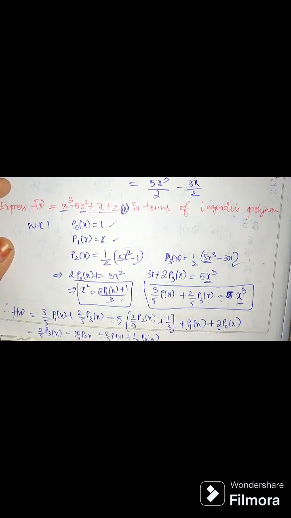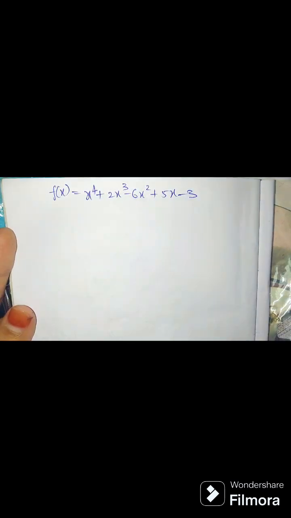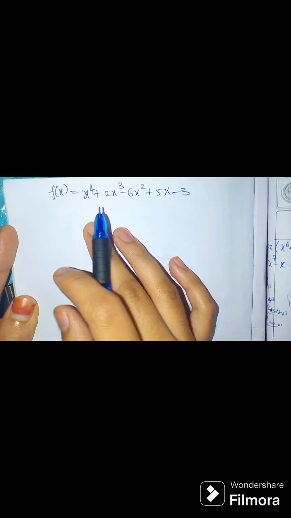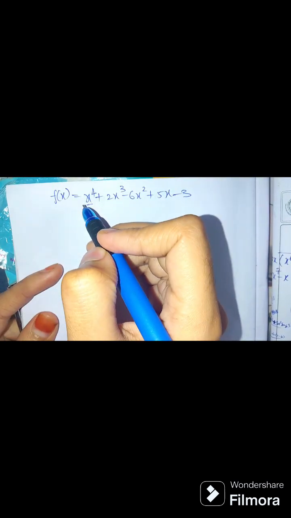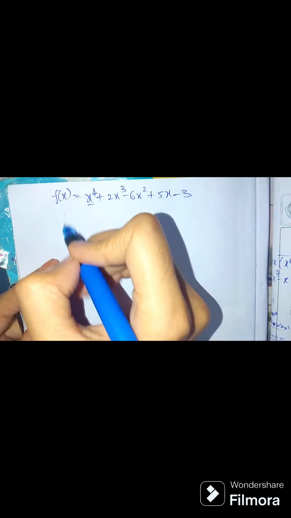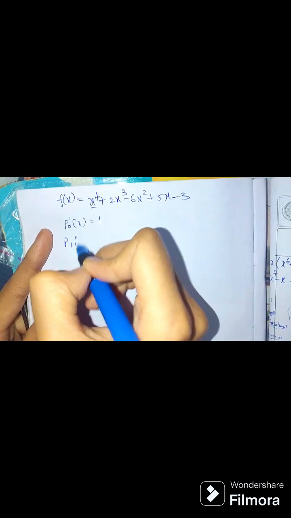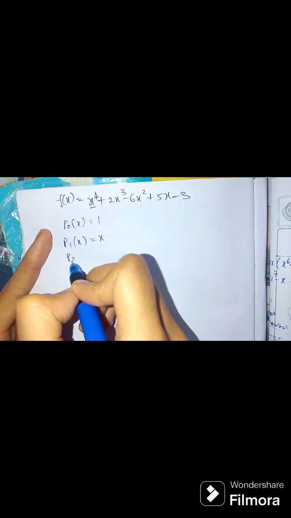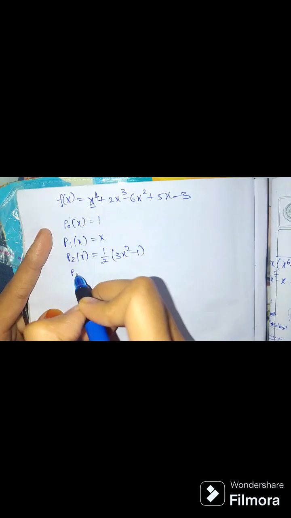So the question is, express this in terms of Legendre's polynomial. Okay, this is somewhat lengthy. Let's see. Firstly, because x power 4 is there, that means I have to find P4 of x. So P0 of x is 1. P1 of x is x. P2 of x is 1 by 2, 3x square minus 1. P3 of x will be 1 by 2, 5x cube minus 3x.